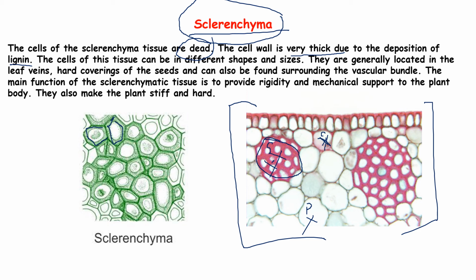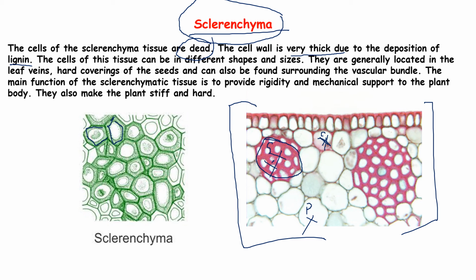So generally they provide the mechanical support to the plant. They do not perform other functions. In some cases they do perform some; there are certain sclerenchyma tissues that perform other functions, but generally they provide mechanical support, while collenchyma and parenchyma have many functions, and they can be divided into different types based on the function they perform.